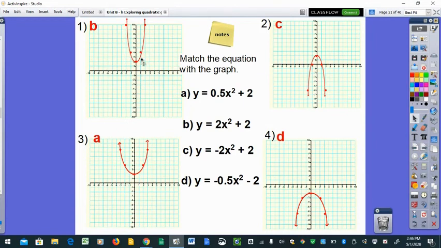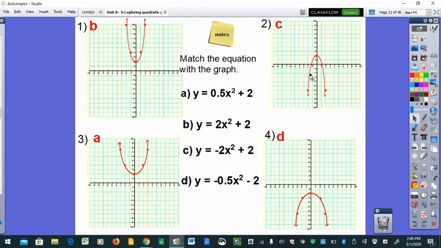So notice that both of these parabolas open up, so we need to have a positive a, so that would have to be A and B. And remember that the bigger number will make it grow faster, so that's why this one would be B and this one would be A.